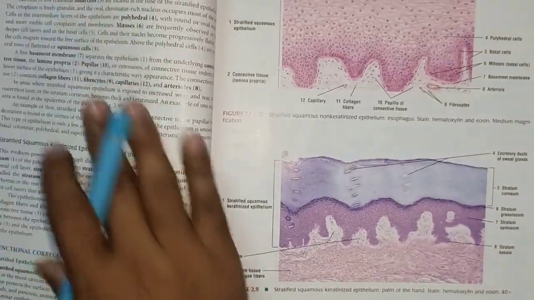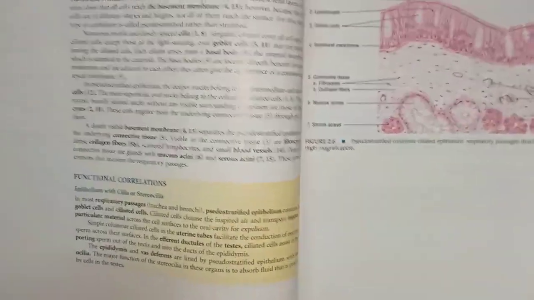See, they explained each and everything in the side part, with the functional correlation. On every page you can see the explanation of the diagram and its functional correlations. The applied aspects are also explained. So the next chapter will be connective tissue.